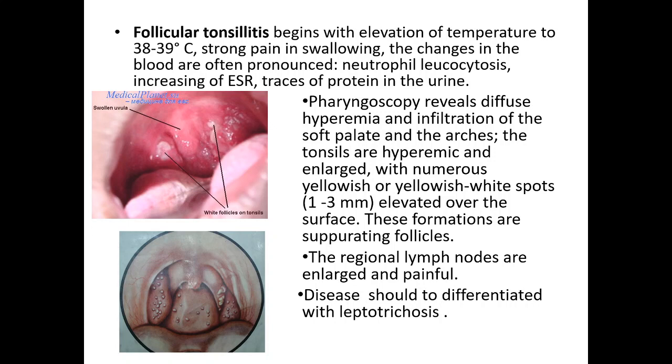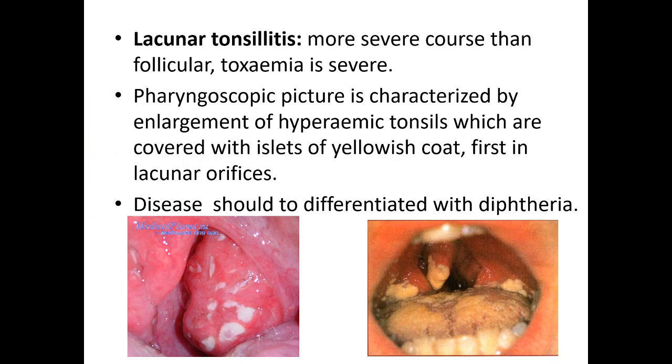The tonsils are hyperemic and enlarged, with numerous yellowish or yellowish-white spots from 1 to 3 mm elevated over the surface. These formations are suppurating follicles. The regional lymph nodes are enlarged and painful. The disease should be differentiated from leptotrichosis.